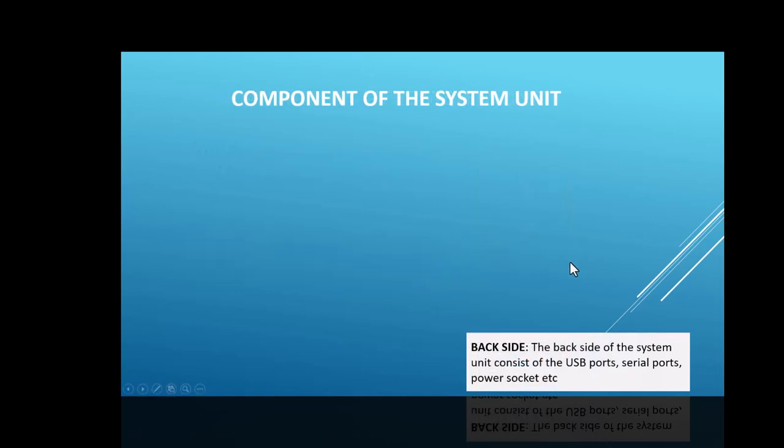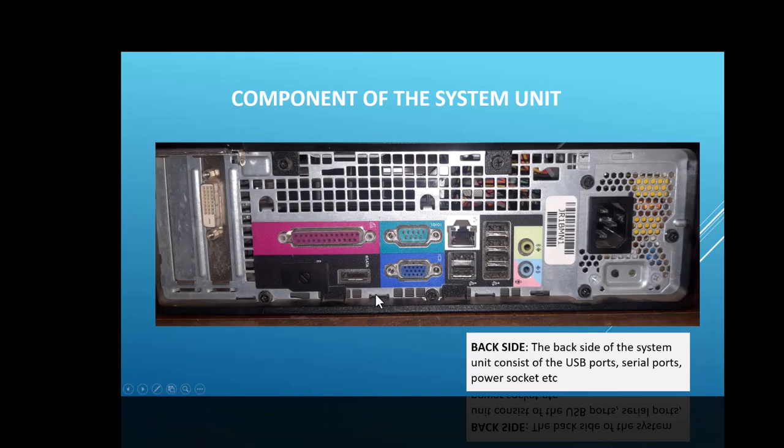The next part we are going to talk about is the back side of the system unit. The back side has the USB ports, the serial ports, the power sockets, and so much more. This is an image of the back side of a system unit. Here we have the serial ports. Here we have the USB ports. Then we have the power socket right here.